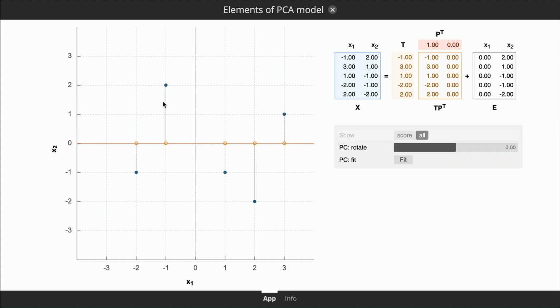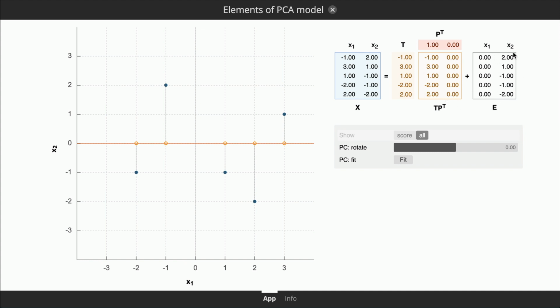In this case I have only 5 points, and they are predefined. You cannot change them. So these are the original coordinates. For example, if I select this one, you can see that this coordinate has -1 for x1 and 2 for x2. And then we reproduce these coordinates as a sum of two other matrices, right? This matrix gives you the coordinates of the orange points, but these coordinates are in the original space. It's not in the score space.